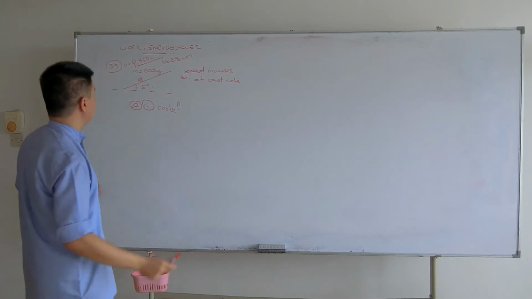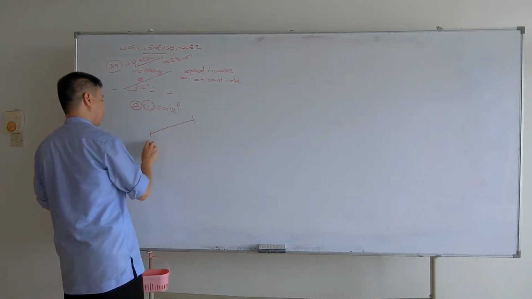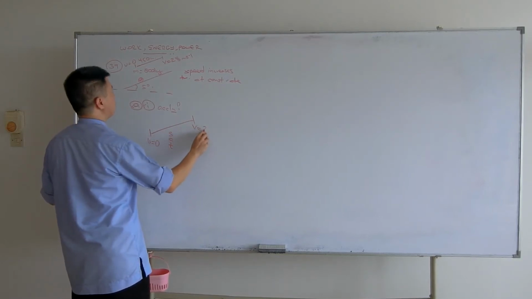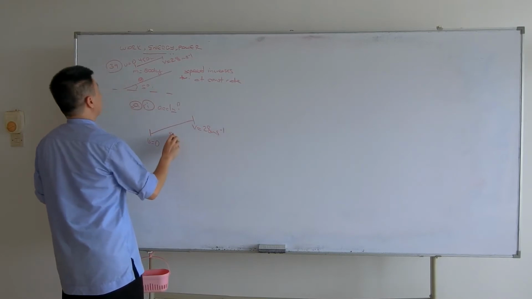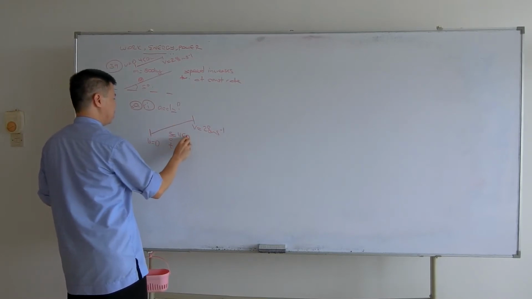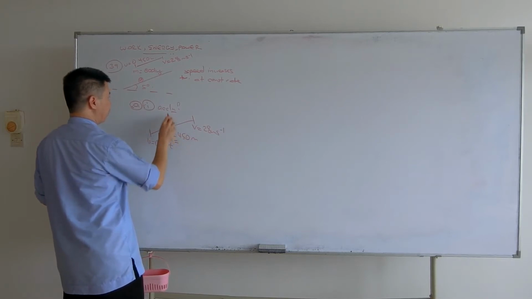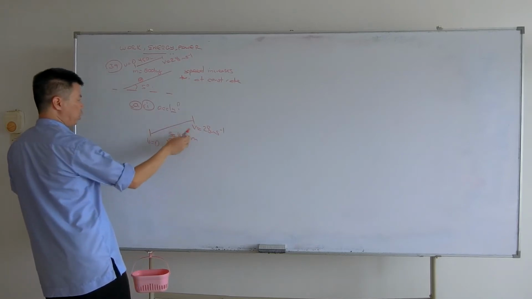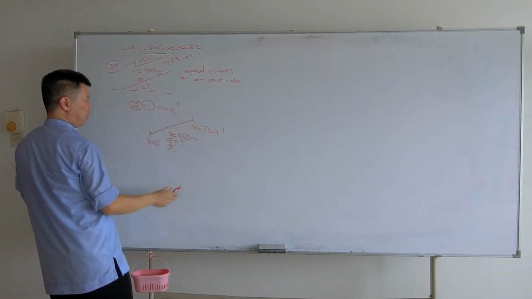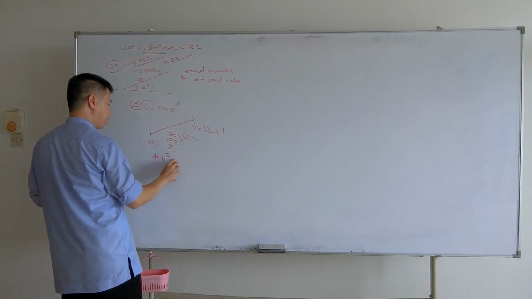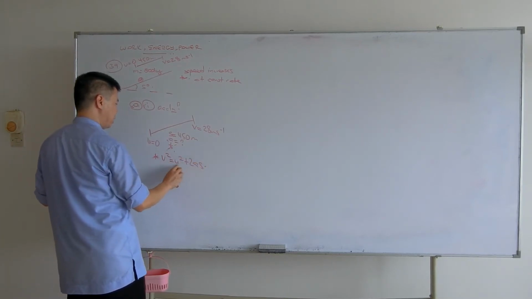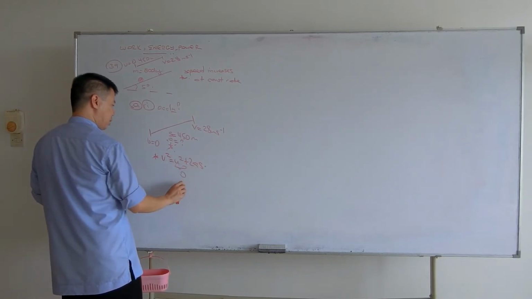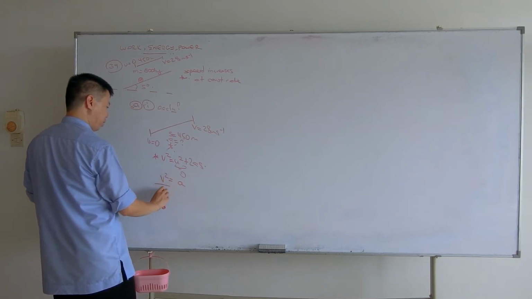So let's draw the UVAST line. U is equal to 0, v is equal to 28 meters per second, and s is equal to 450 meters. We want to find acceleration. We already have three, so we don't need t. What's the equation that has u, s, a and v? It's the fifth equation: v squared equals u squared plus 2as. U is equal to 0 because it starts at rest, and we want to find a. So a is equal to v squared over 2s.